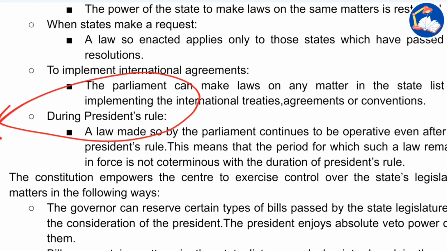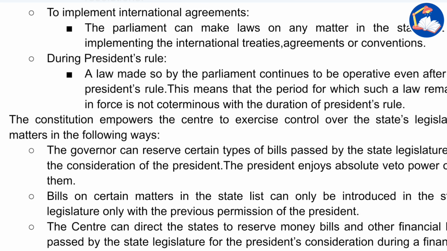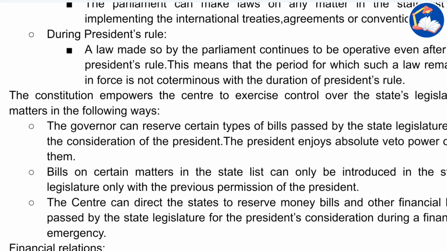The fifth and last case is during President's Rule. A law made by the Parliament continues to operate even after the President's Rule. This is an important point. This means that the period in which such a law remains in force is not coterminous with the duration of President's Rule. It doesn't mean that once the President's Rule is over, the law will be repealed. Nothing like that.